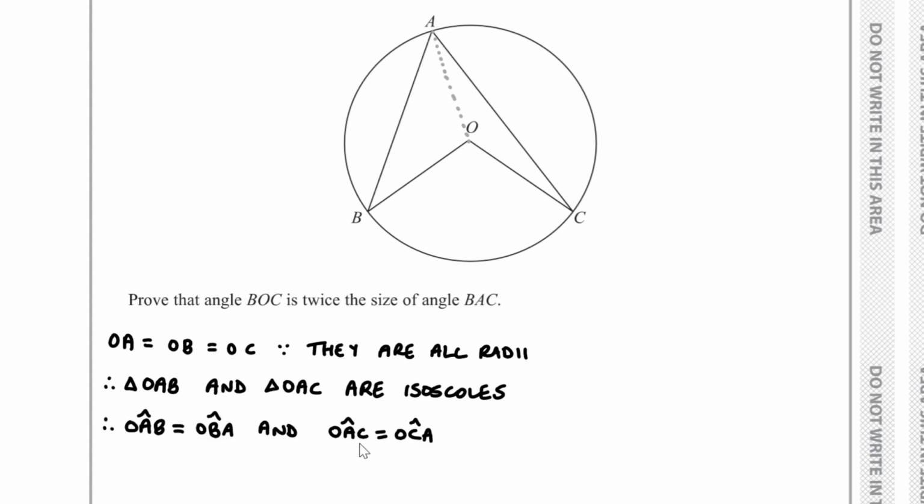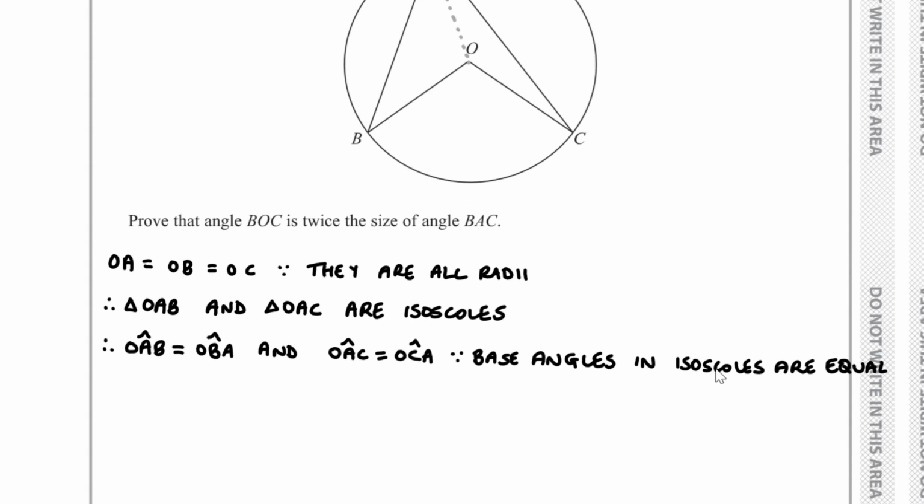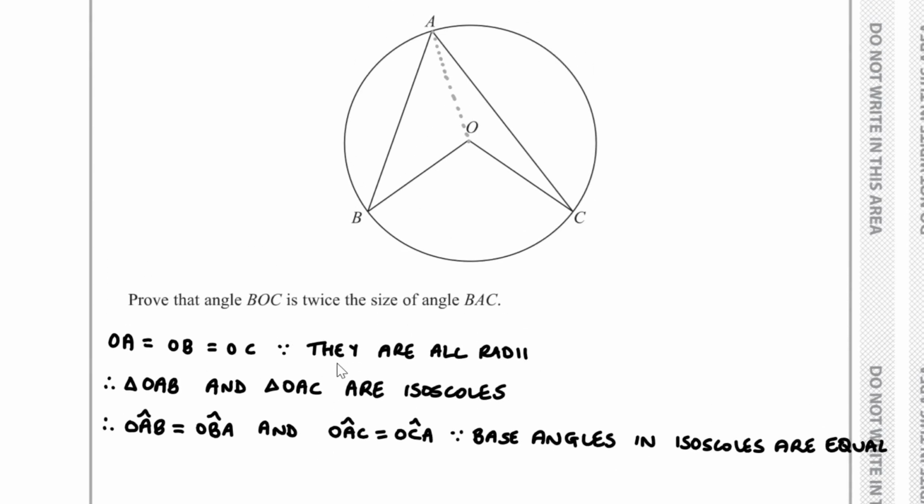And because of that, the angle OAB, that's this angle here, equals OBA, that's this angle here. And also the angle OAC, that's this angle here, is equal to OCA, which is this angle here. And the reason for this is the base angles in an isosceles are equal. Okay? So we've got the bulk of the information done right now then.